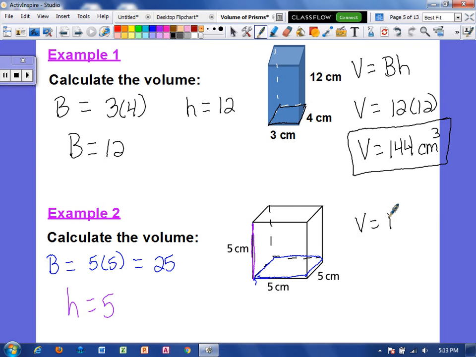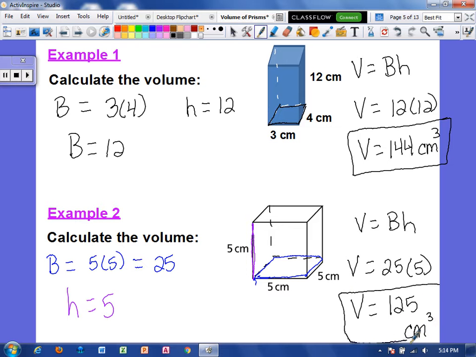Volume equals the area of the base times the height. Area of the base is 25. The height of the prism is 5. And 25 times 5 is 125. And that would be centimeters cubed. So again, if you just did length times width times height and did 5 times 5 times 5, you get the exact same thing.